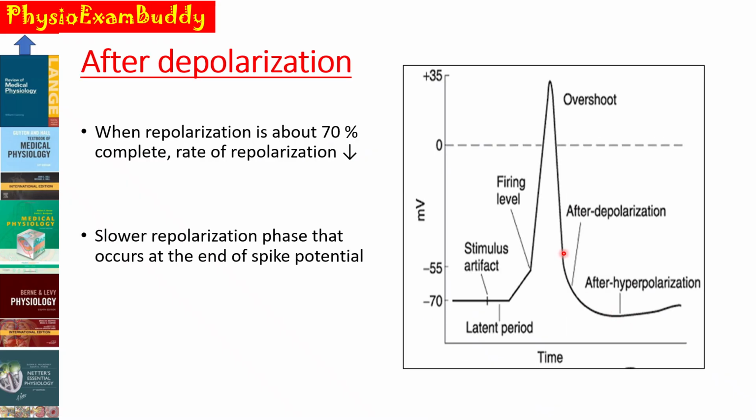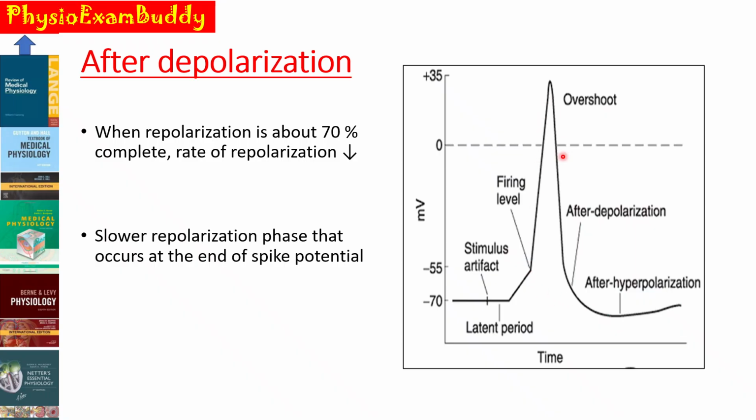And after this repolarization phase, you can get another phase which is known as after depolarization. That is, when the repolarization phase is almost about 70% complete, you can see here that the rate of repolarization decreases, and this slower repolarization phase that occurs at the end of this spike potential is known as the after depolarization phase.